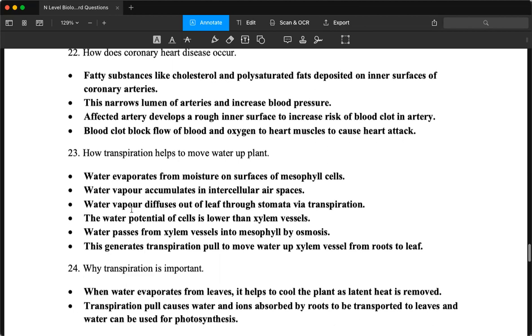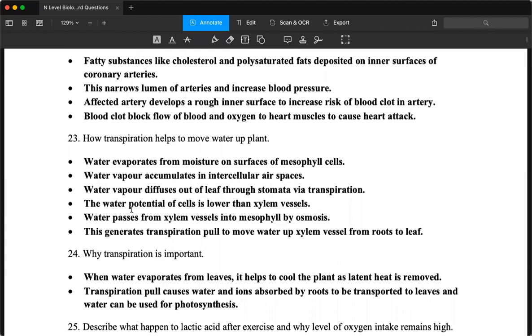The water potential of the cell will become lower than the xylem vessel because water diffuses out, and then water will pass from the xylem vessel into the mesophyll by osmosis. Remember, water moves by osmosis through the partially permeable cell membrane. And this generates transpiration pull to move the water up the xylem vessel from the roots to the leaf.